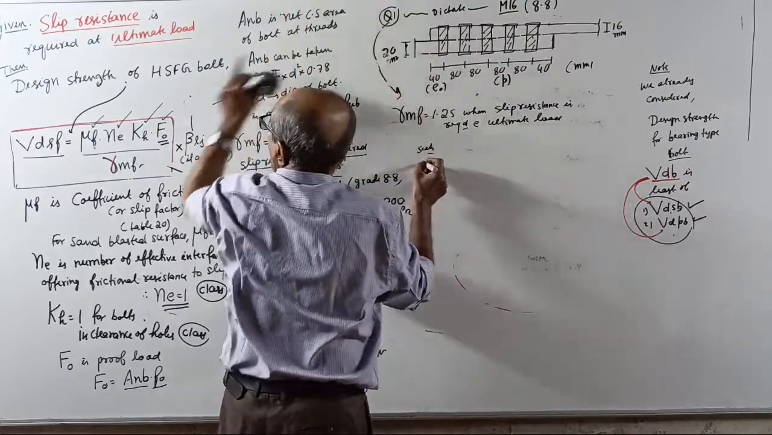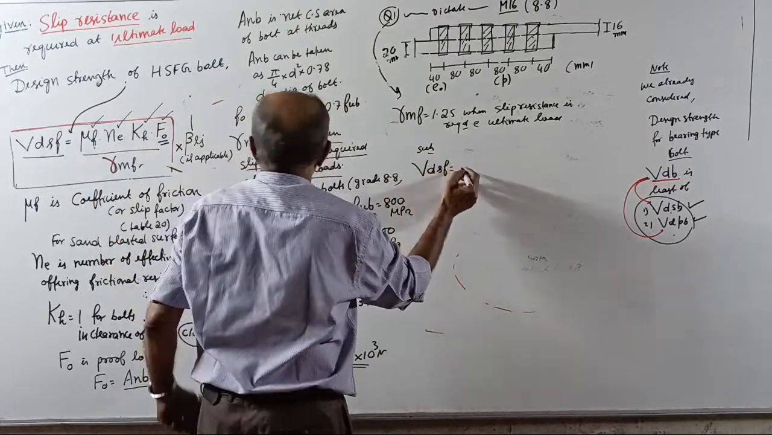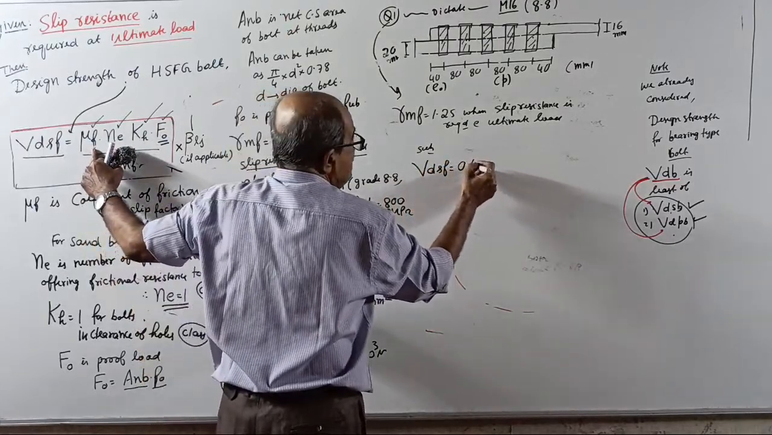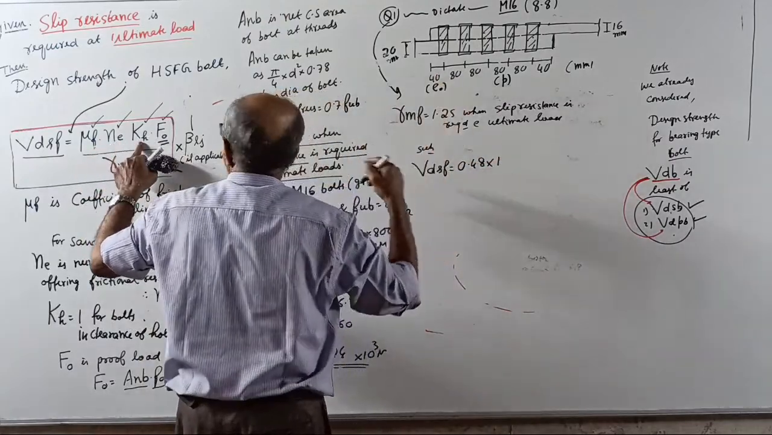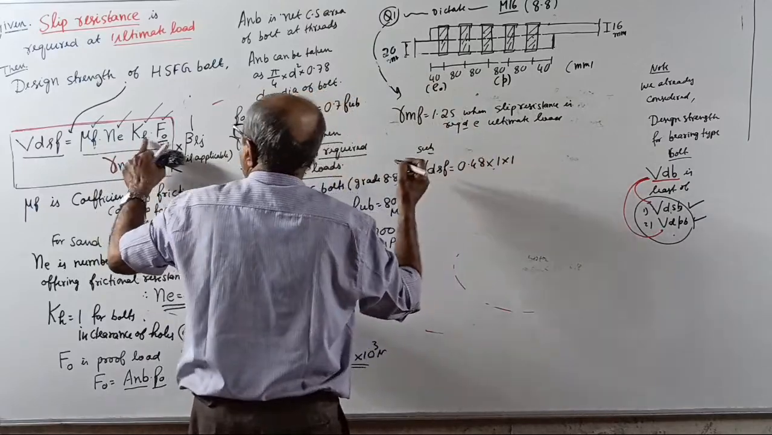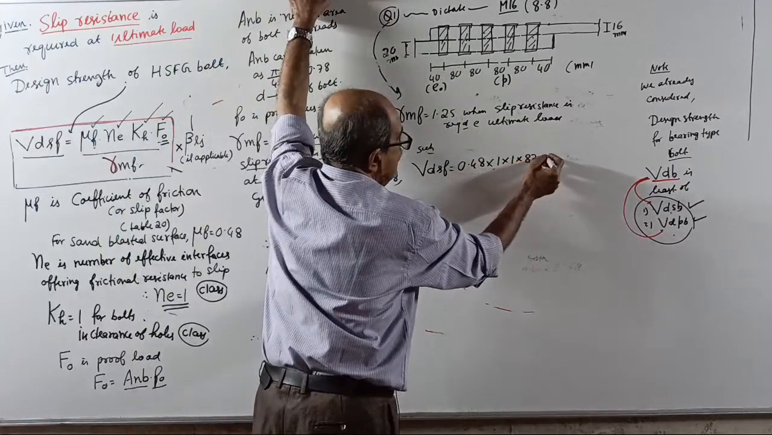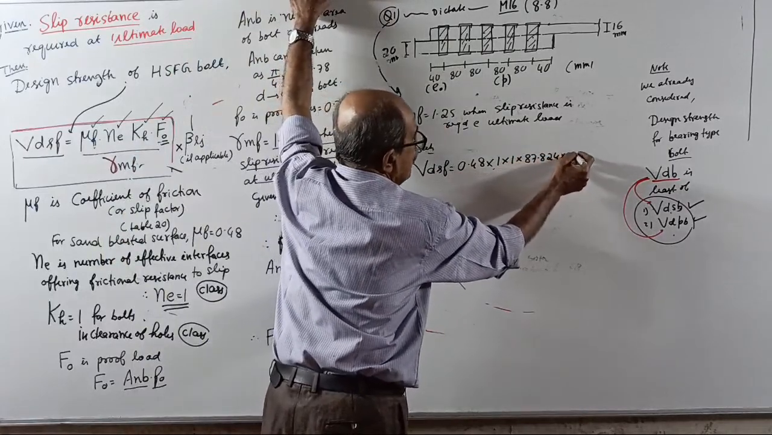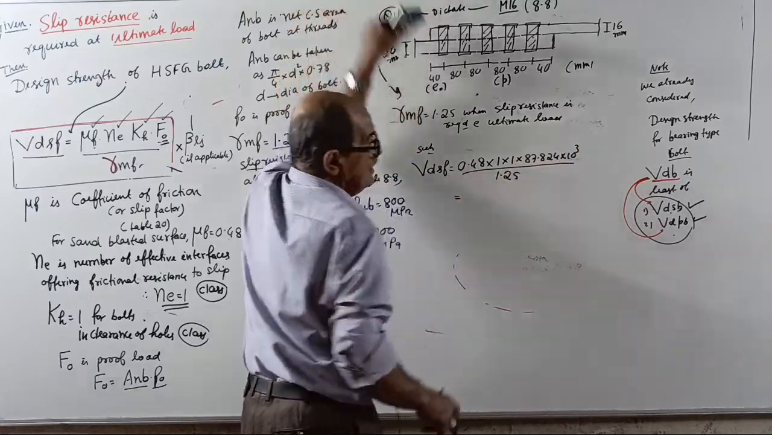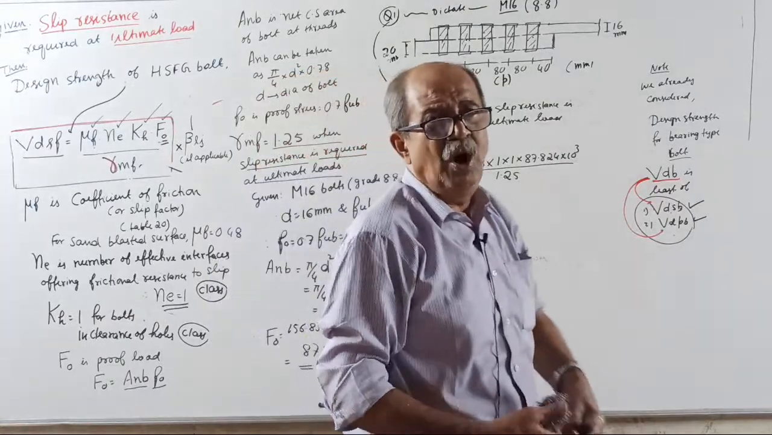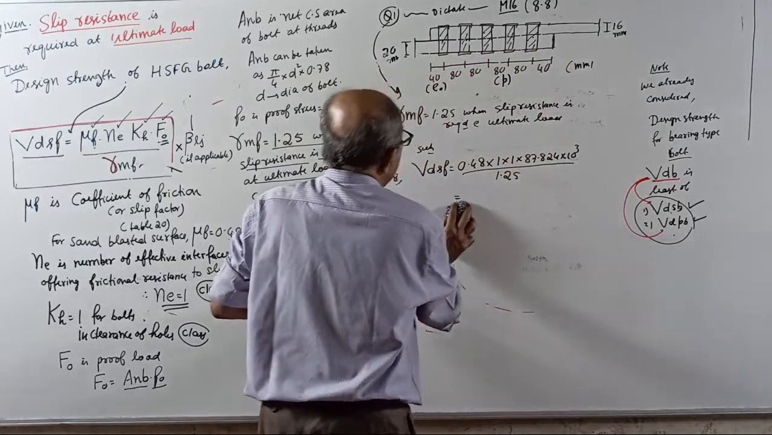Substituting, your V_dsf equal to mu f 0.48 into NE 1, why? Single shear, into KH, that also 1, into F0, which is 87.824 into 10 to the power 3, divided by 1.25. Tell the answer. This will give you the design strength of the bolt. Sorry, I forgot, it is still incomplete.